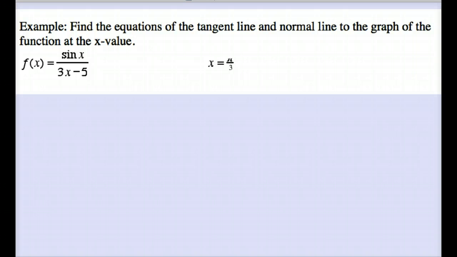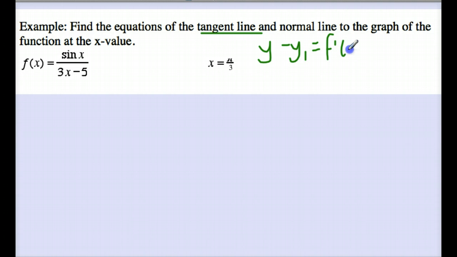So this question is not directly asking about derivatives, but it is asking about a tangent line and a normal line. Let's start with the tangent line. Just to recall, a tangent line is y minus y1 equal to f prime of x times x minus x1. So in point slope form, I can insert the point and I can insert the slope, which is the derivative at that point.